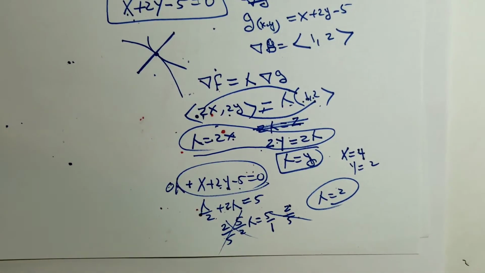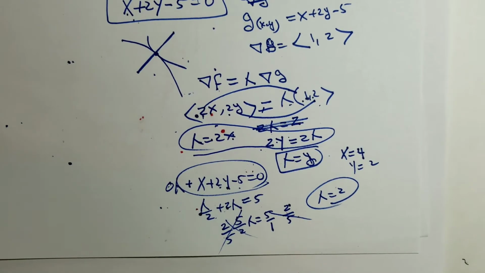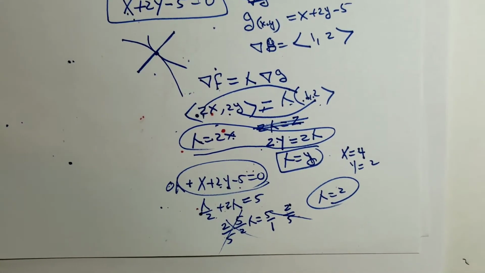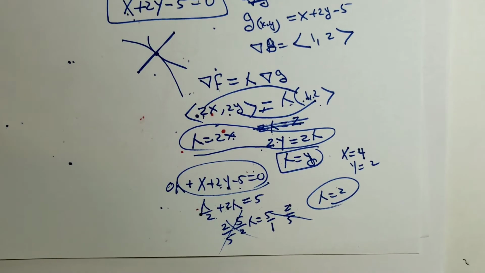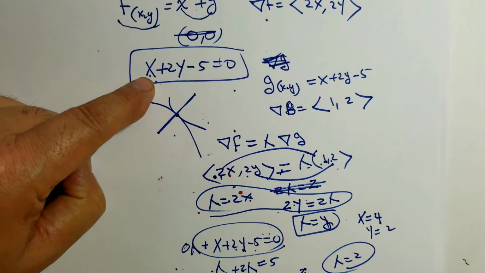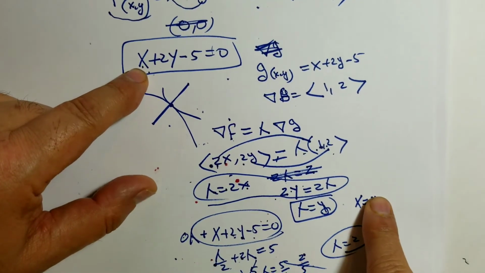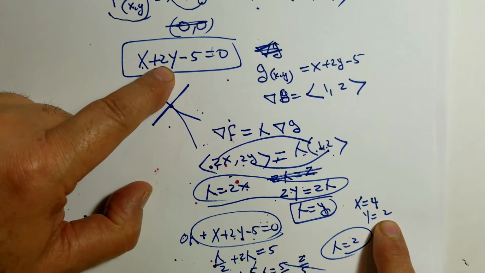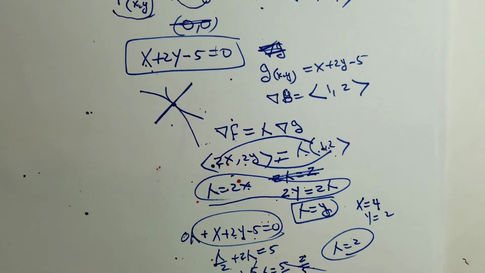I don't know if I did it right. I'm going to go in here and check my work. I want to make sure these x and y satisfy the constraint. What is my x? 4. What is my y here? 2 times 2 is 4. 8 minus 5. I did something wrong.